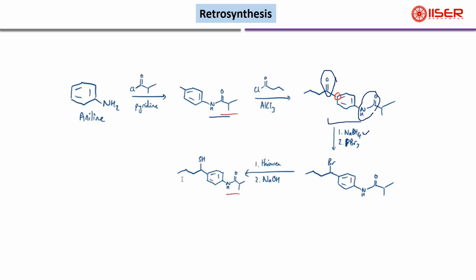So the ketone will be reduced to alcohol, and through a bromination reaction, it will form a C-Br bond. And after that, if you add thiourea, as a sulfur nucleophile, it will be incorporated here, and we will get our desired compound.